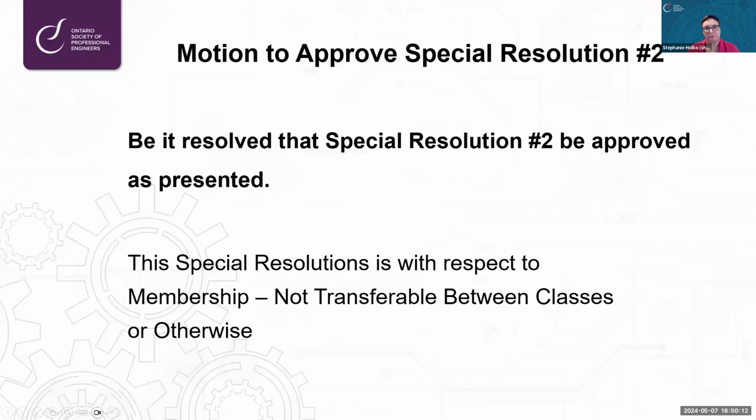We'll now motion to approve special resolution number 2 with respect to section 11-8 of bylaw number 1-2023, membership not being transferable between classes. The full wording of the resolution can be found in your package. May I have a professional associate or honorary member move to approve special resolution 2 as presented? I think we have a mover and a seconder. That is correct. We have Nick Colucci moving and Sandra Osma seconding.